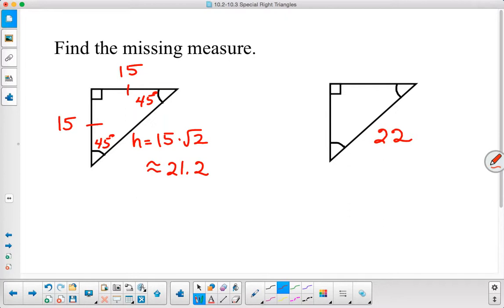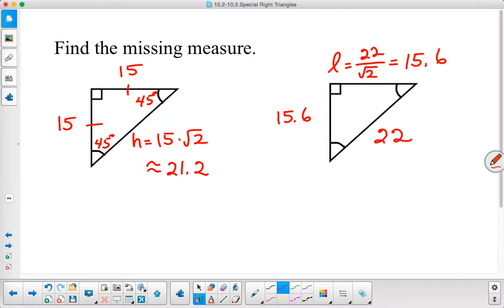Now in the second triangle, 22 is the hypotenuse. So to get the leg, you're going to take the hypotenuse and divide by the square root of 2. There's no square root of 2 to cancel, so go ahead and do this one in decimal. 22 divided by the square root of 2 is about 15.6. So each leg here was approximately 15.6.